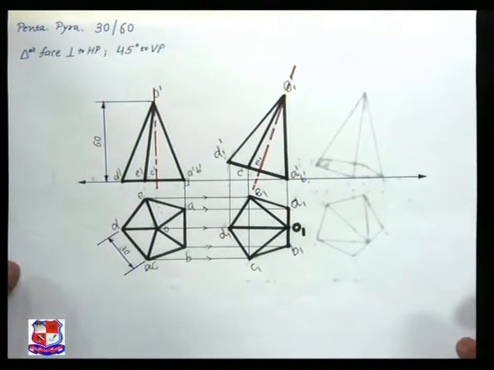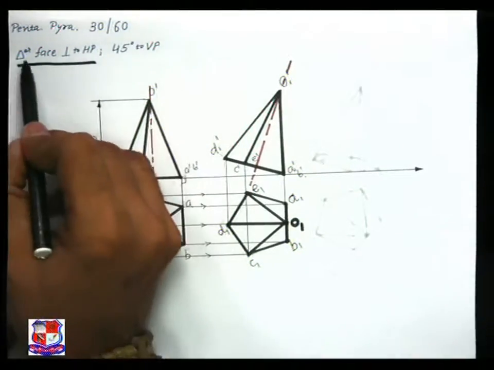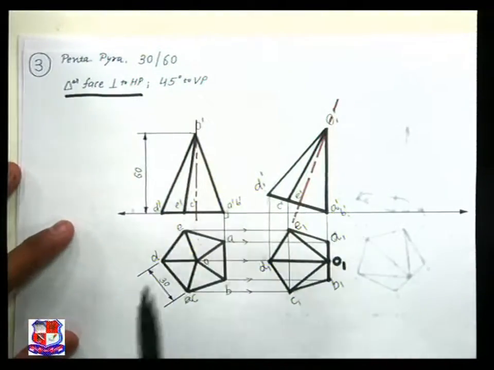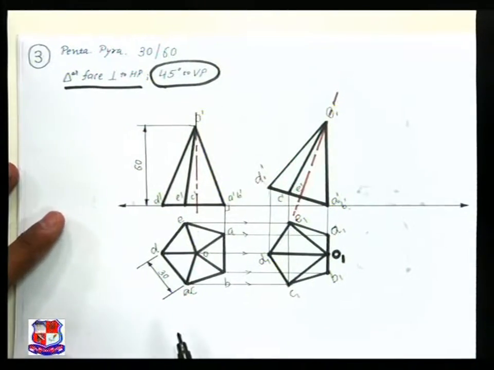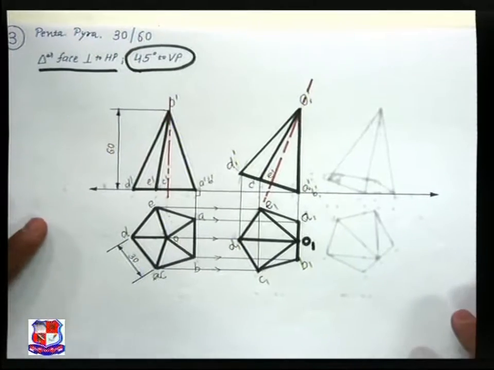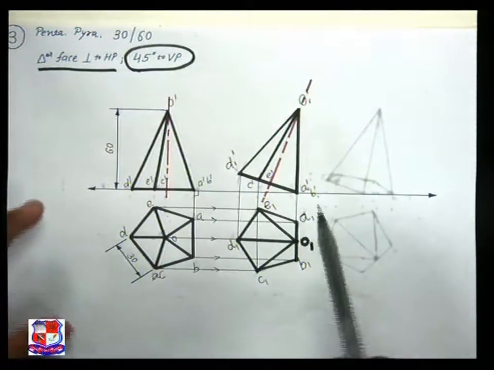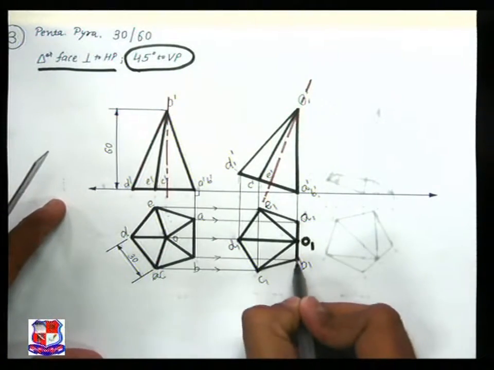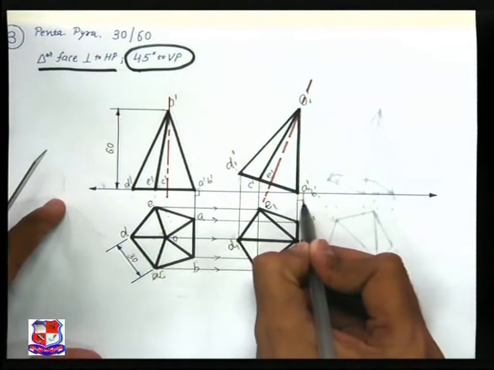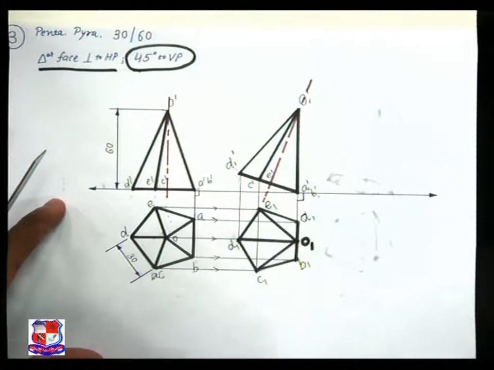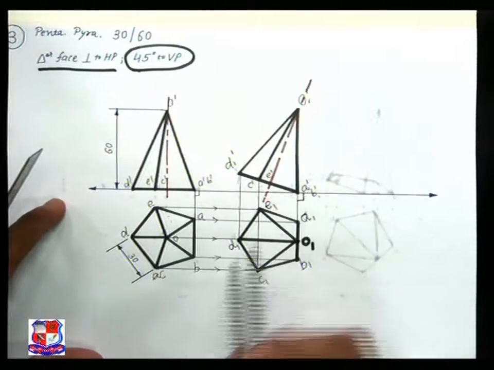So this is the second step, and we have finished up to this one, triangular face perpendicular to HP. Now the last step, this one, 45 degree to VP. The triangular face is making an angle of 45 degree to VP. So what should we do? Here we think about this case. This is the triangular face A1, O1, B1, which is at right angle to the XY line. Now we have to tilt it in such a way that this angle should be 45 degree.